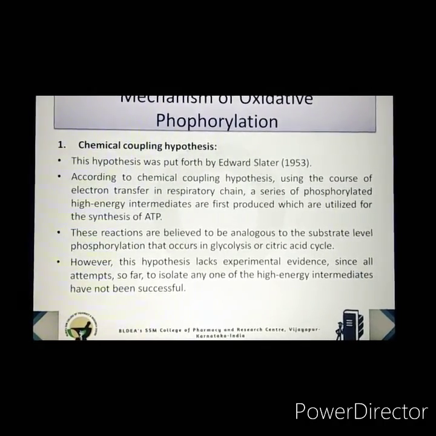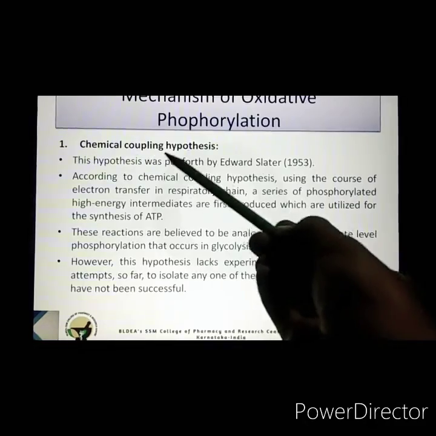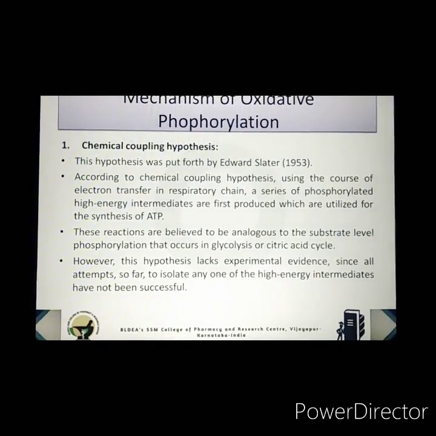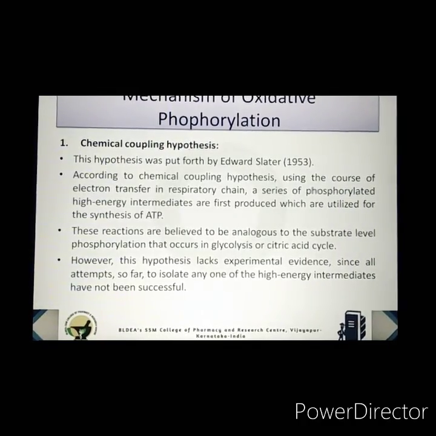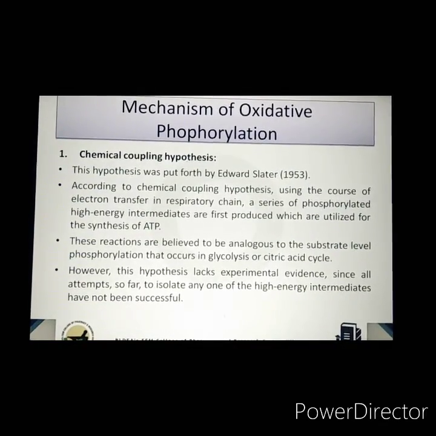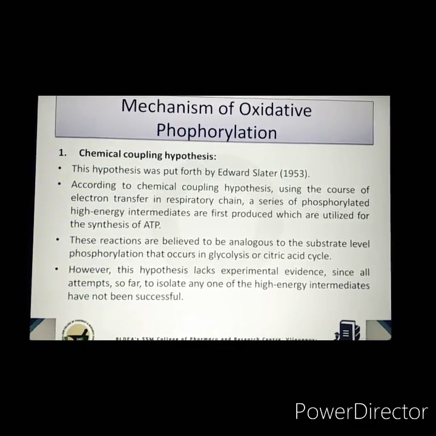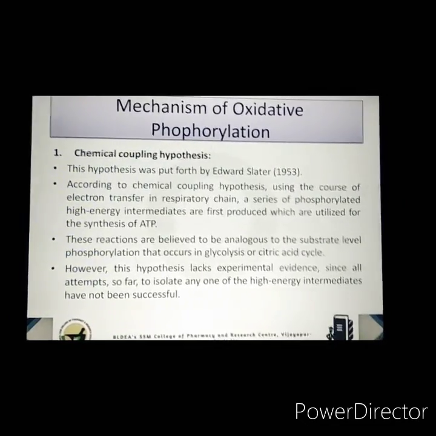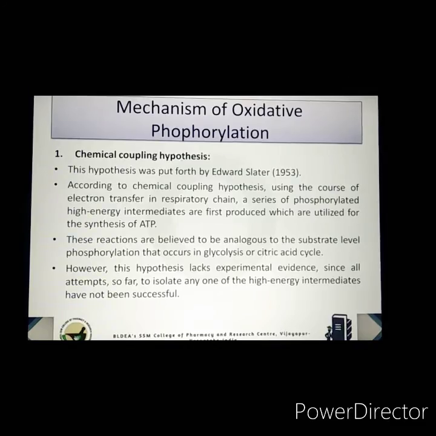According to this hypothesis, there is a coupling reaction, as the name indicates, chemical coupling. There is a coupling reaction between the phosphate groups and high energy intermediates. Whatever reactions are carried out during the oxidation of glucose by glycolysis, the PDH complex or the Krebs cycle, and finally the ETC, wherein the reduced coenzymes are oxidized, all these reactions are facilitated by the synthesis of intermediate compounds. Some high energy intermediates are also produced, like you can remember in the case of glycolysis, the last step, phosphoenolpyruvate to pyruvate.